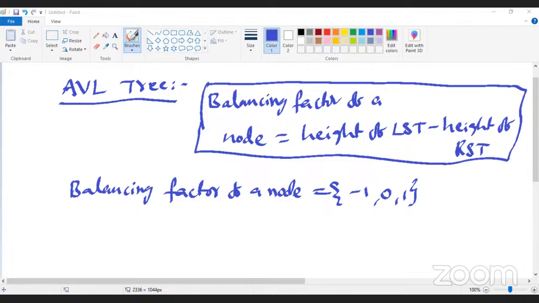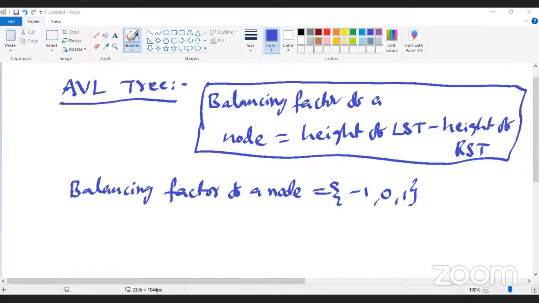So what is the maximum value of the balancing factor? 1, sir. The minimum value? -1. So the balance factor value should be either -1, 0, or 1. If it is -1, 0, or 1, there is no problem. That is balanced, so that will be a node of an AVL tree. We will take some example here.